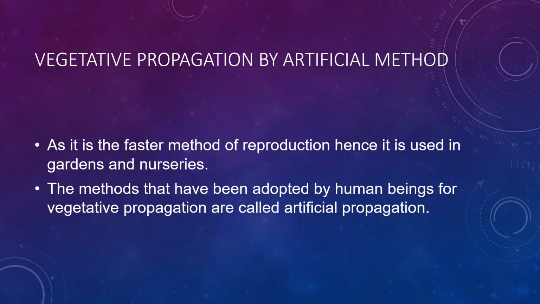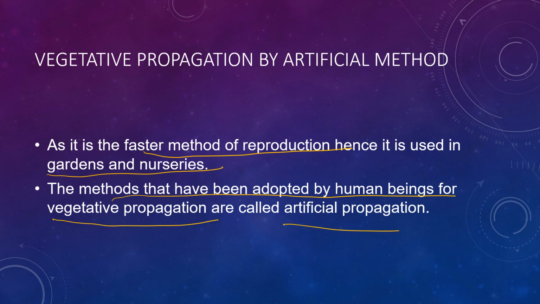Now, vegetative propagation by artificial method. We all know it's a faster method of reproduction, hence it is used in gardens and nurseries. It's very much faster than handling a seed. The growth of a plant from a seed is a much slower process than this artificial method of vegetative propagation. The methods adopted by human beings for vegetative propagation are called artificial propagation. In this episode we are going to learn about all the types of artificial propagation we have adopted.